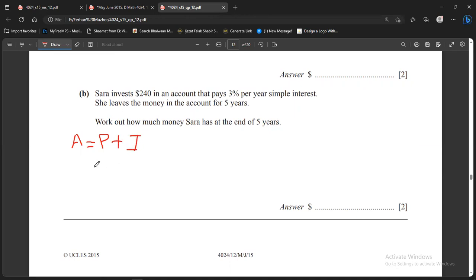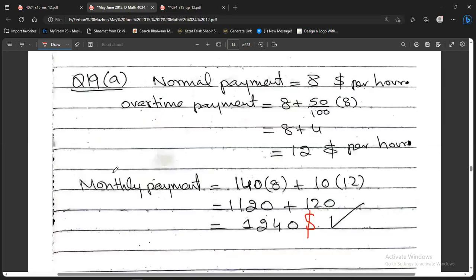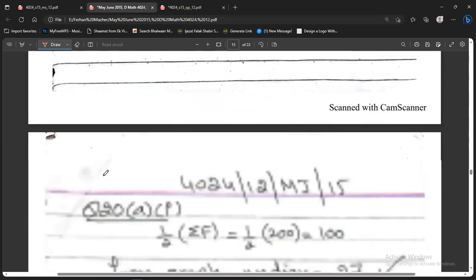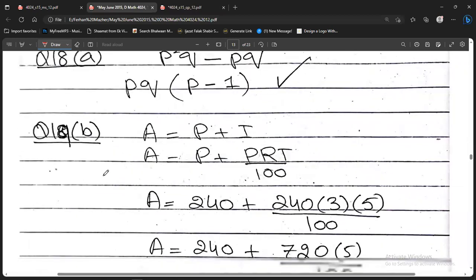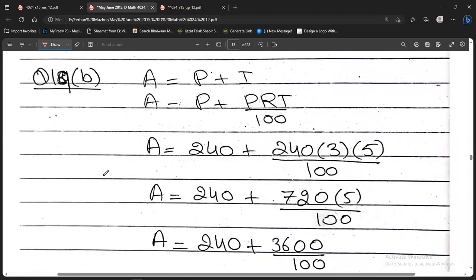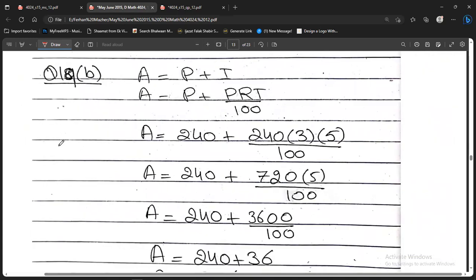And you know the formula for the interest is PRT divided by 100. You just have to put the values in this formula. Okay, so the 19B, here we go. The amount is principal plus the interest, and the interest formula is PRT divided by 100.